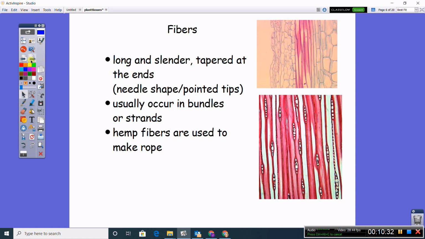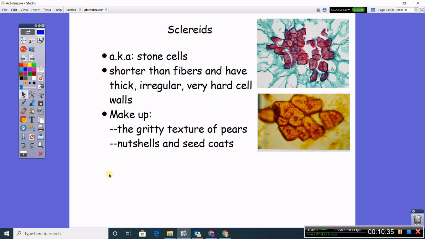Okay, let's look at the other type of sclerenchyma cell. Okay, these are sclerids, or they're also known as stone cells. So they have very hard cell walls, and we find them mainly in two places. They make up the gritty texture of some fruit, like a pear, how it has more of a gritty texture when you bite into it. And then they also make up nut shells and seed coats. So that kind of goes along with that name sclera, that hardened kind of appearance. Okay, so sclerids and fibers are two subtypes of sclerenchyma cells.